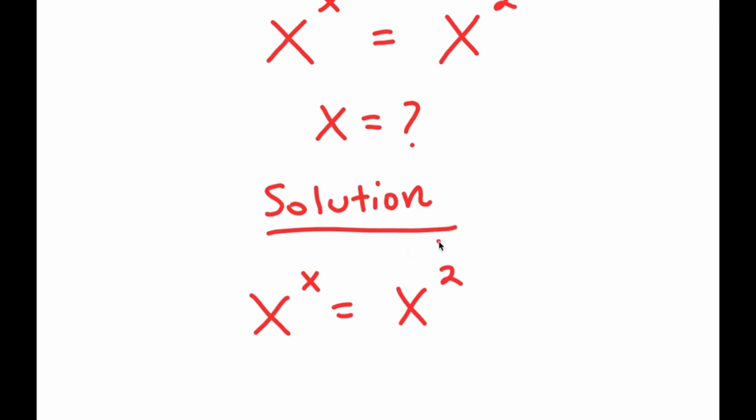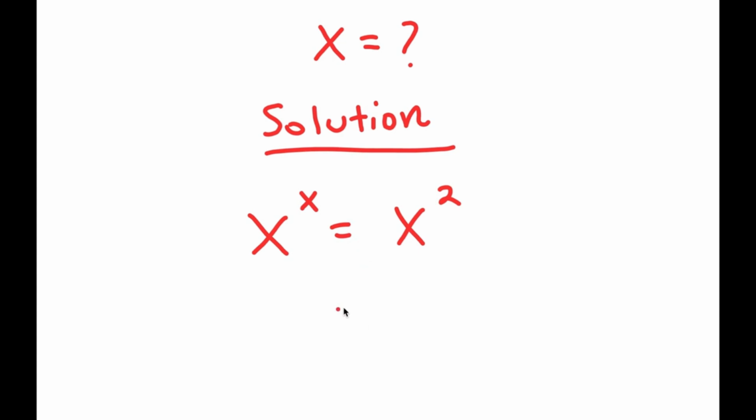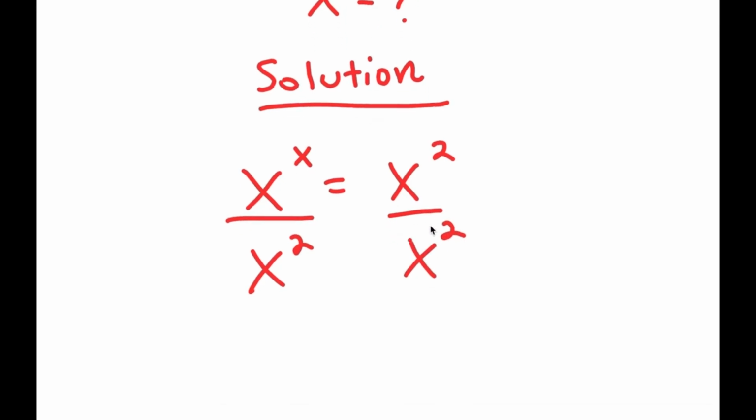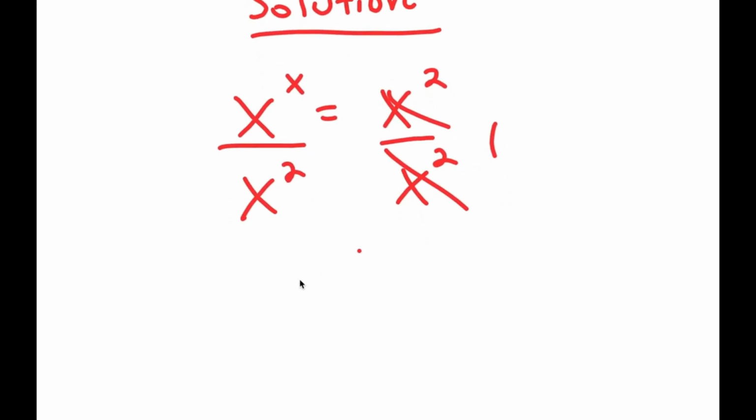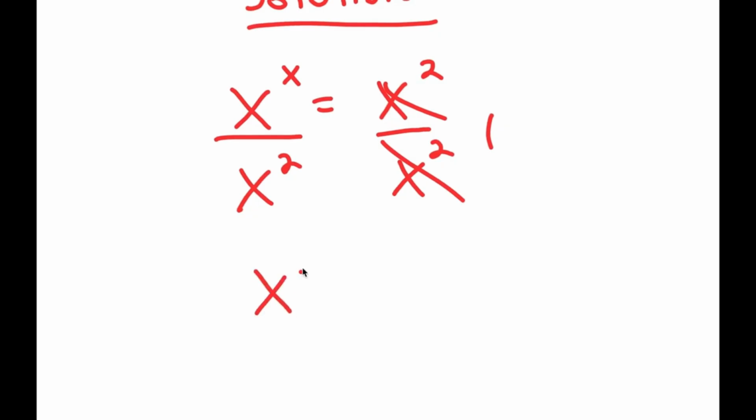And now I'm going to divide both sides by x to the power of 2. So if I divide both sides by x to the power of 2, I get x to the power of x over x to the power of 2 is equal to x to the power of 2 over x to the power of 2. These two cancel out, and I get 1. So I get x to the power of x over x to the power of 2 is equal to 1.